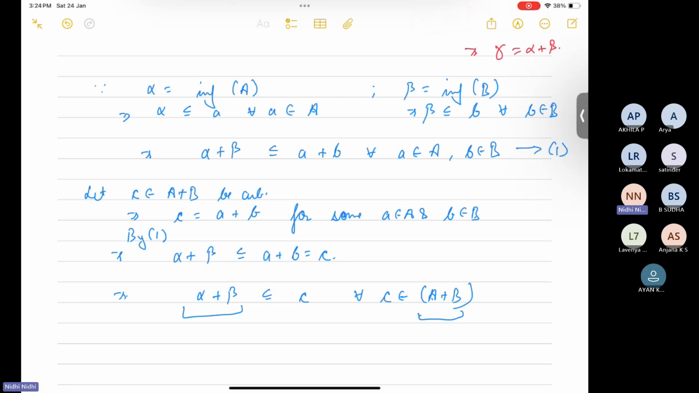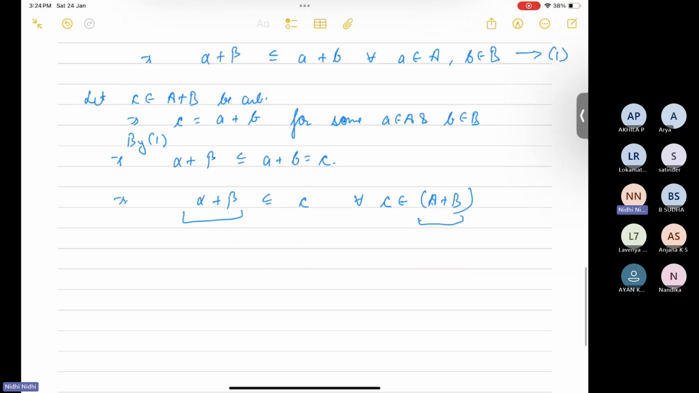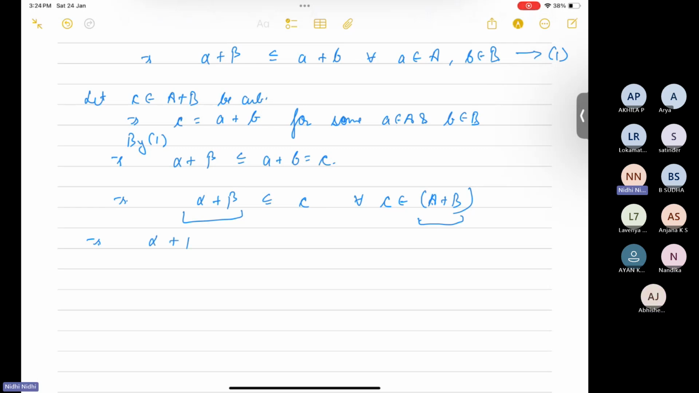Yeah, it will be a lower bound, not infimum. We do not know whether it will be the greatest lower bound or not. But since we know that alpha plus beta is less than or equal to every element in A plus B, therefore alpha plus beta is a lower bound for A plus B. This implies alpha plus beta, this is a real number, is a lower bound for A plus B.